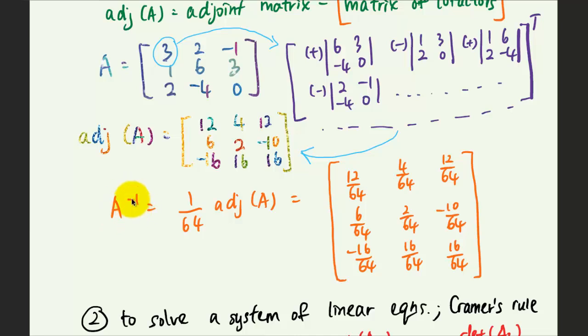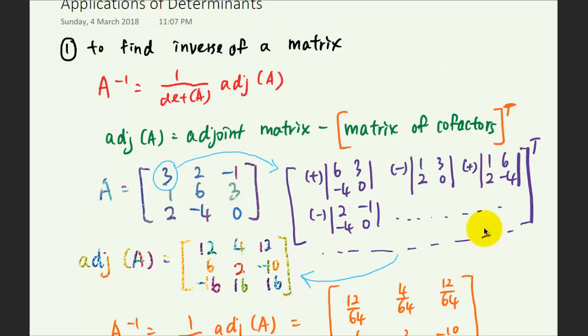And to find the inverse is basically just substituting everything into the equation. So 1 over 64, which is the determinant that was determined in the previous lesson, and the adjoint matrix of A has been decided here. So you just need to plug everything in and get the inverse matrix.